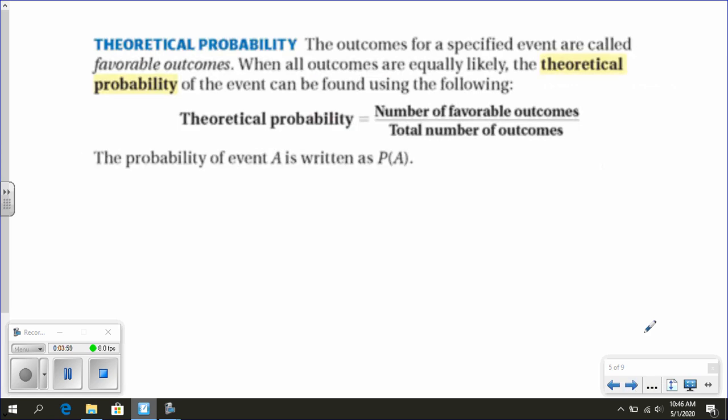Theoretical probability. Theoretical probability is what should happen. The outcomes for the specified events are called favorable outcomes. When all outcomes are equally likely, the theoretical probability of an event can be found using the following. So this is our equation we're going to use. Theoretical probability is the number of favorable outcomes, what you want to happen, divided by the total number of outcomes. And we write probability as P of A, so the probability of event A occurring.